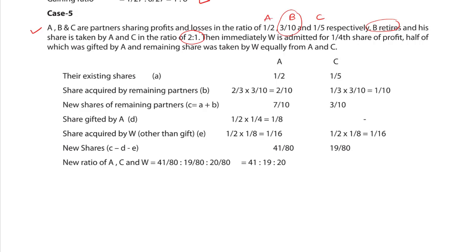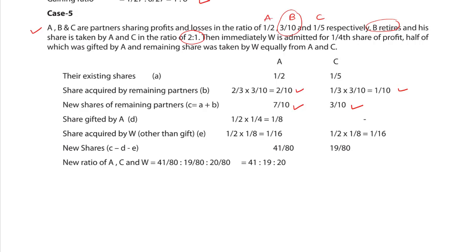The existing share of A and C is 1 by 2 and 1 by 5. Share acquired by remaining partners, that is 2 by 3 of 3 by 10, that is 2 by 10, and 1 by 3 of 3 by 10, that is 1 by 10. New shares of remaining partners is 1 by 2 plus 2 by 10, that is 7 by 10. 1 by 5 plus 1 by 10 is 3 by 10.